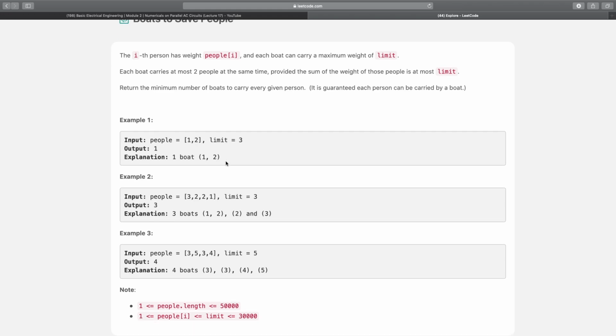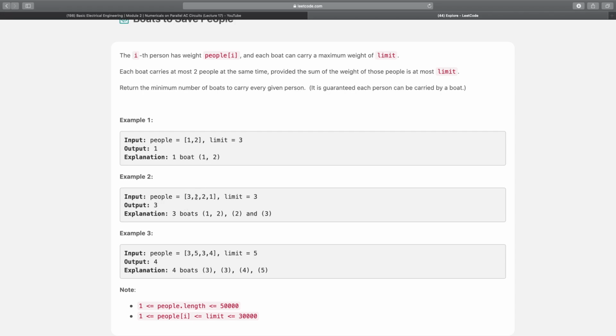Perfect. Let's look at another example. Here we have people 3, 2, 2, 1, and the limit is 3. Let's look at what possibilities we may have. One thing we could do is take just the first person, because 3 is equal to our limit, which means we cannot add another person. So to send this person with a weight of 3 kgs, we have to have 1 boat.